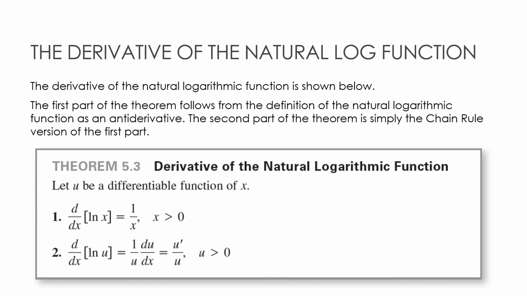So the second part is essentially just using the chain rule. If I'm taking the natural log of something other than x, so something that has a derivative other than 1, then I would need to remember to take 1 over u, whatever that function is, but also times the derivative of u. So typically we're just going to write that as u prime over u because we're multiplying it by the derivative of whatever we're taking the natural log of.